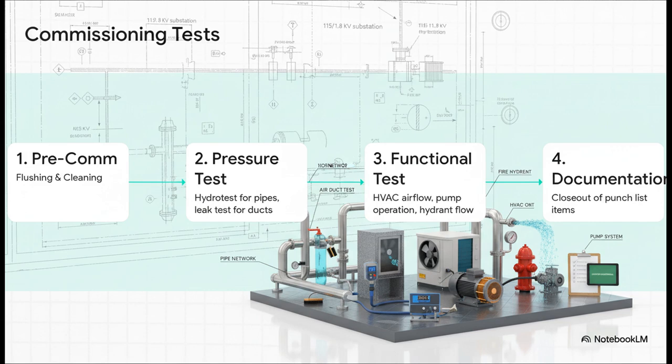You start by flushing out all the new pipes to get any debris out. Then you do pressure tests. You fill pipes with water to make sure there are zero leaks. You check air ducts for tightness. After that, it's time for functional tests on every single piece of gear. Does the AC system actually deliver the right amount of cold air? Do the pumps turn on and work correctly? Is there enough water pressure at the fire hydrant? This is where you prove that all the individual parts work together as one big system.